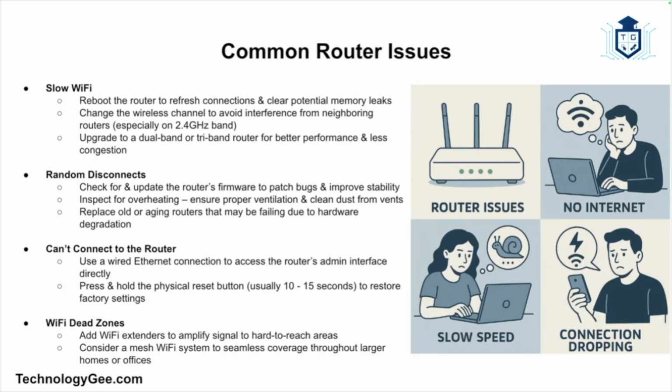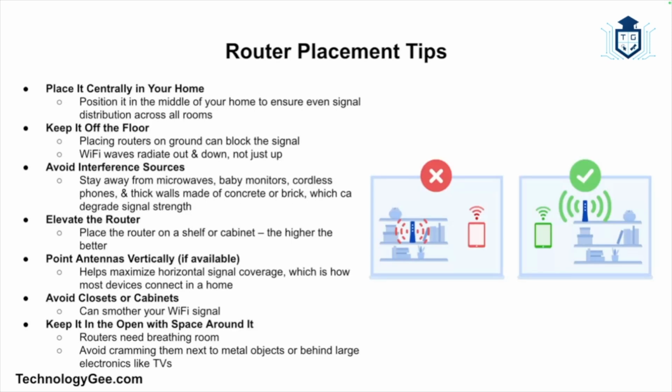And then there are these things called dead zones. So you want to use Wi-Fi extenders or mesh routers to help improve your Wi-Fi coverage. And here are some router placement tips.